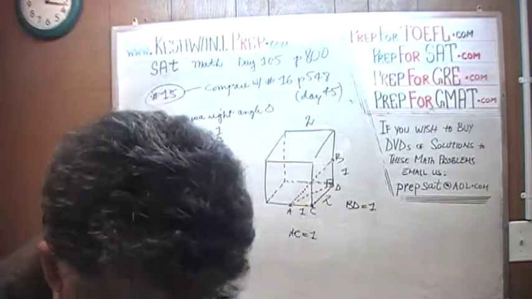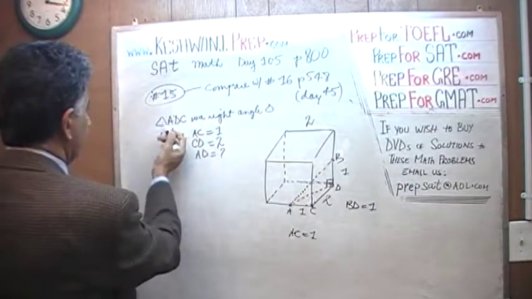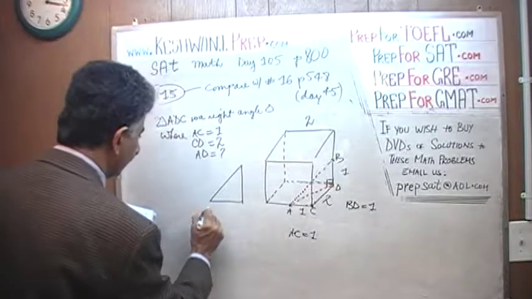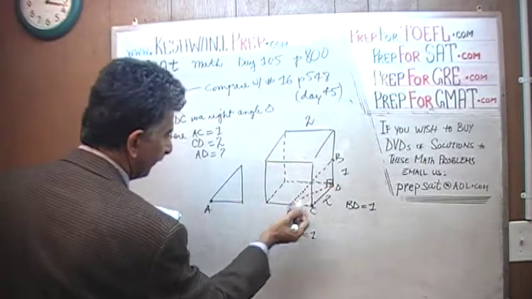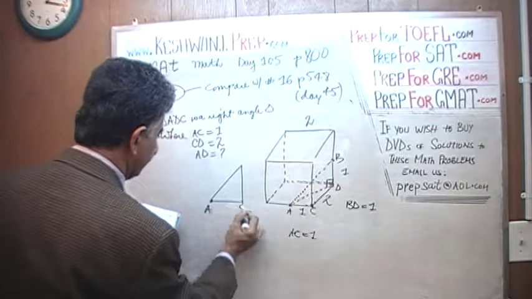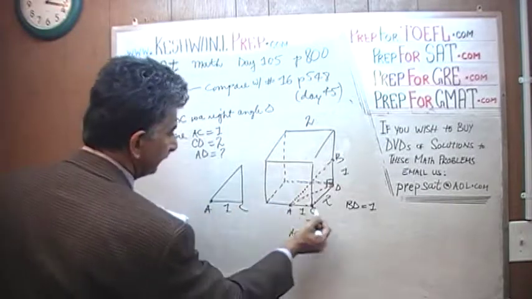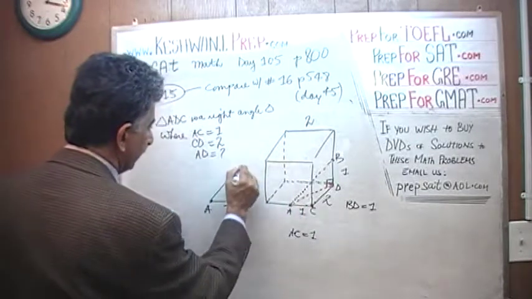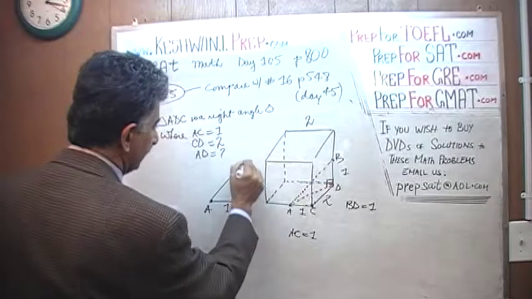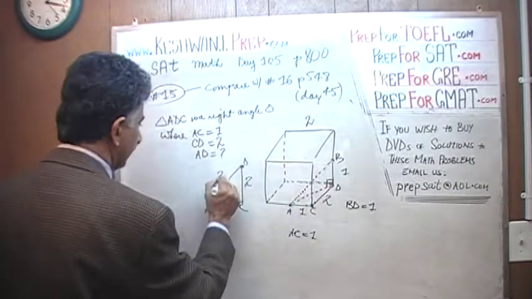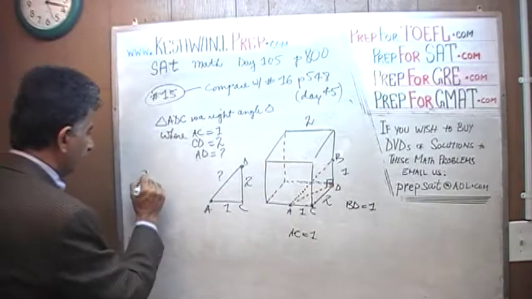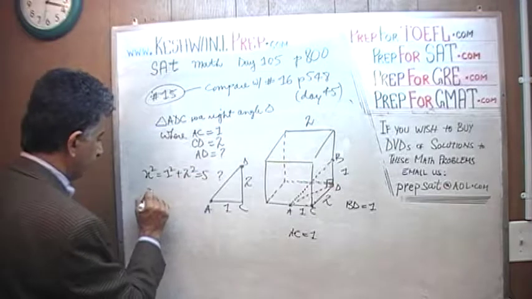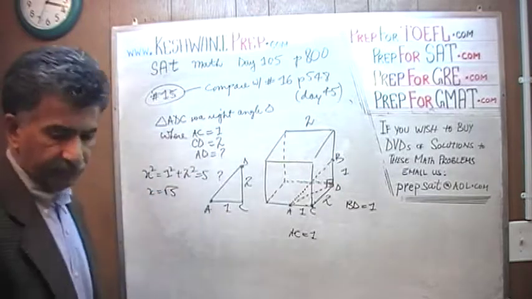So here's our triangle ADC. The triangle looks like this. Here's our point A, which is right here. This is our point C, and A to C is 1, and C to D is 2, and A to D is what we are trying to figure out. Let's call it x. So x squared equals 1 squared plus 2 squared, which is 5, and therefore x is square root of 5.